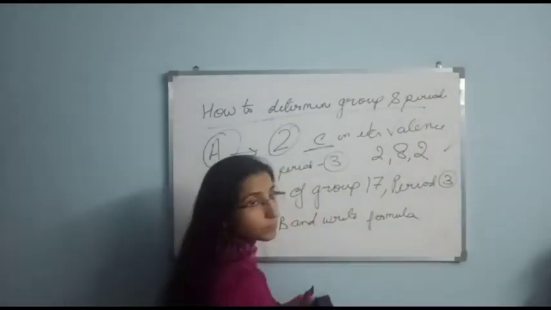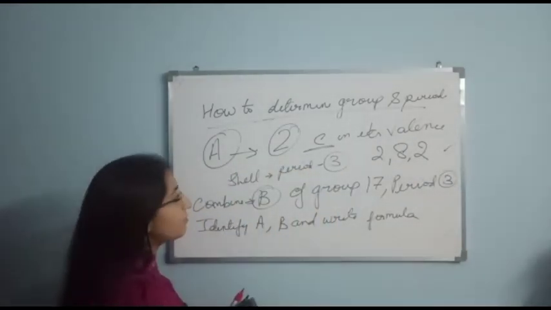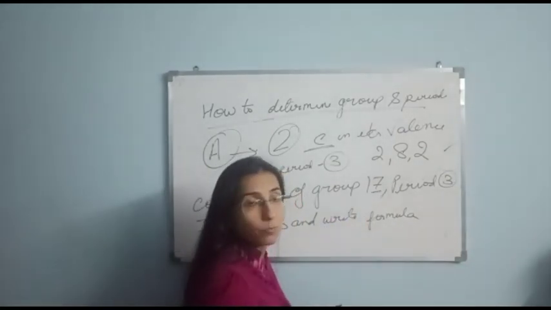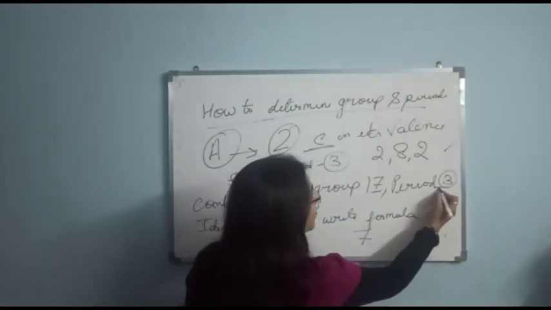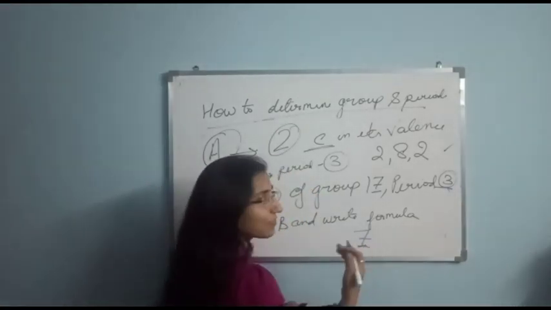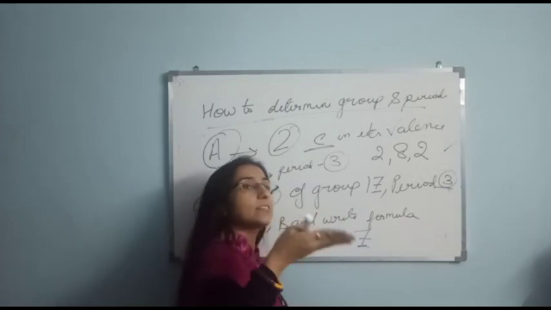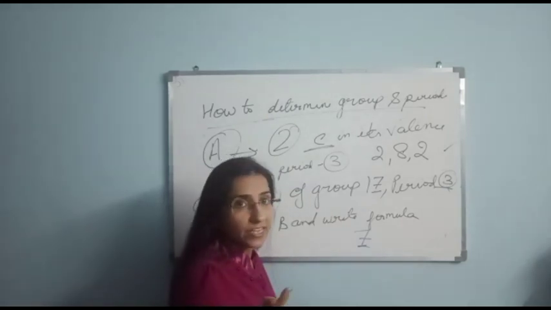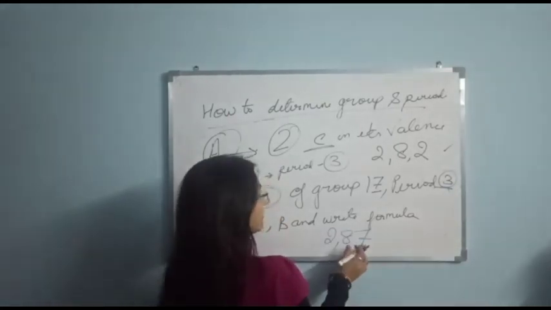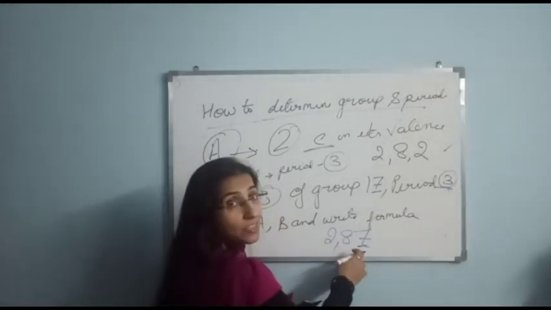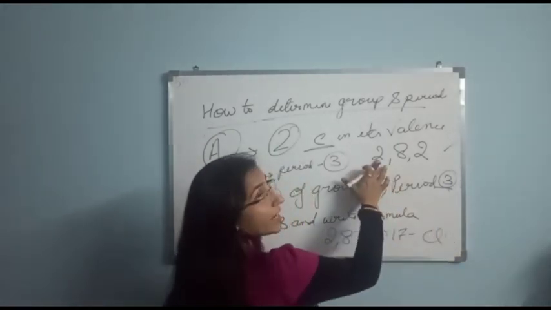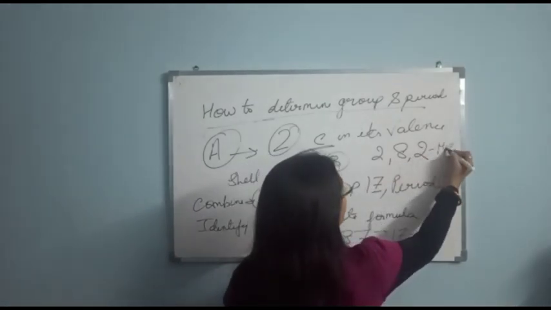Now moving to B. If it belongs to group 17, it will have 7 electrons in its outermost shell. And period 3 means it has 3 shells. With 7 electrons in the third shell, the previous 2 shells, K and L, are completely filled, that is 2 and 8. 8 plus 2 is 10, 10 plus 7 is 17. 17 is the atomic number of chlorine. And for A, 8 plus 2 is 10, 10 plus 2 is 12. 12 is the atomic number of magnesium.